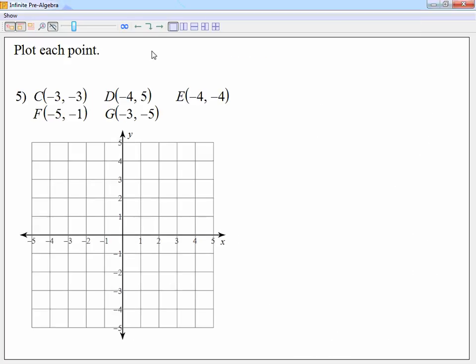All right, questions 5 through 8 are plot each point. So I'm giving you the coordinates, and by coordinates I mean these two numbers in the parentheses. I'm giving you the coordinates. You plot them in.